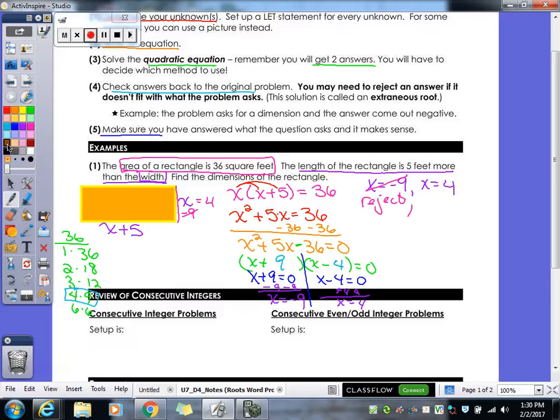Okay. So then I have to get my other side, though. So if x is a 4, what would be 4 plus 5? 9. So we would have to write a sentence. The dimensions are 4 feet and 9 feet. Got to make sure you include your units in there. So 4 feet and 9 feet.